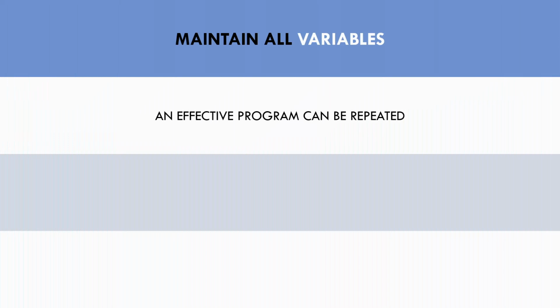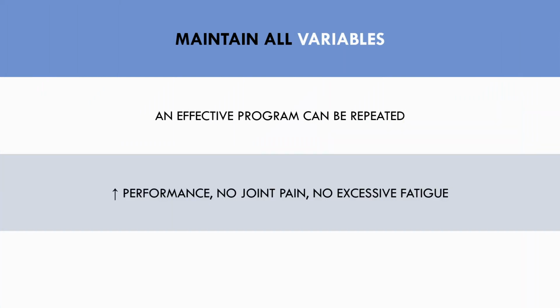If the trainee saw great progress with a particular mesocycle and they ran into no joint issues or excessive fatigue, then they can simply repeat the mesocycle again and potentially see more progress with the same program. They can then increase loads as well if they want to, or even maintain the same load and see improvements in rep performance.